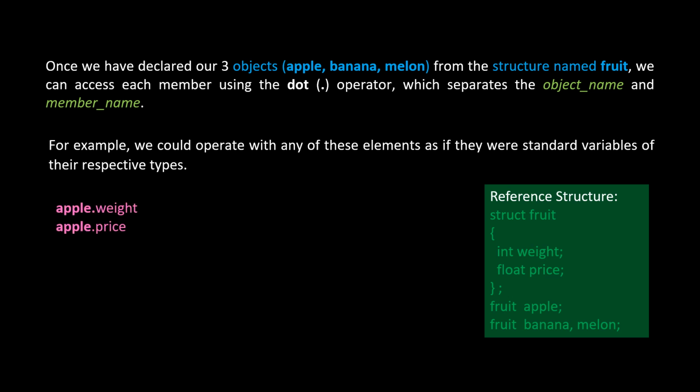Refer to the structure we had just declared. Apple is an object of the structure named fruit. Since every fruit has weight and price, apple also has weight and price, and it can be accessed using the dot operator reference, apple.weight and apple.price. Similarly, the data members of object banana can be referred to by banana.weight and banana.price. Object melon has melon.weight and melon.price.